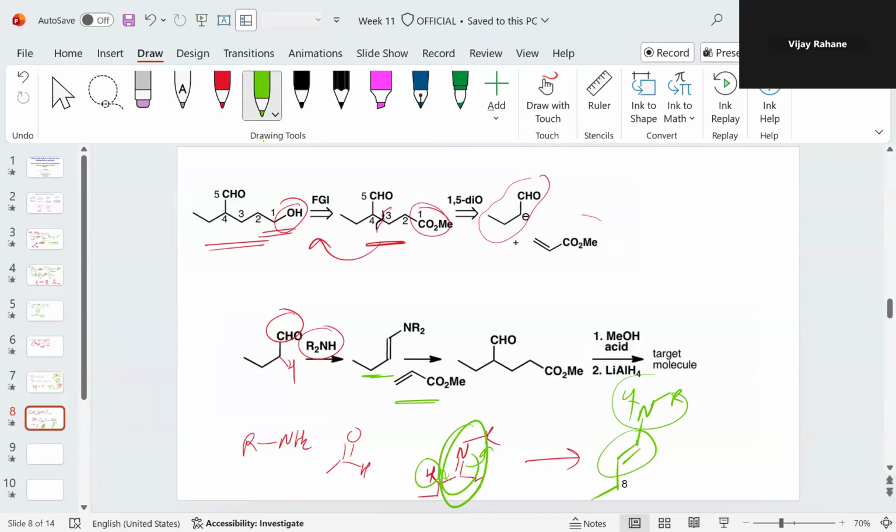alpha beta unsaturated ester, the lone pair on nitrogen goes here. So the negative charge attacks from this position on this beta position. This negative charge here is stabilized, and basically we get such a linear chain. And upon further hydrolysis, because in between the intermediate formed will be the imine intermediate.